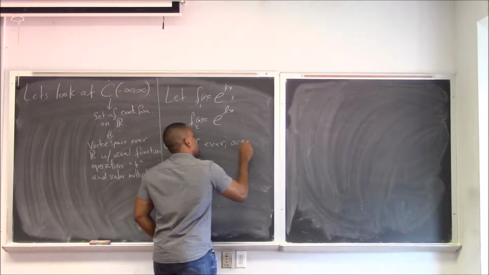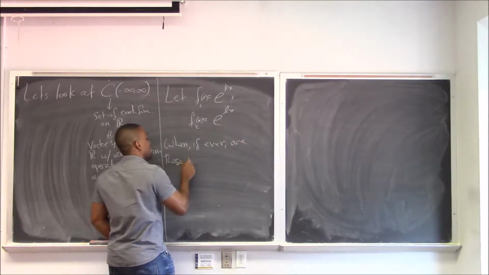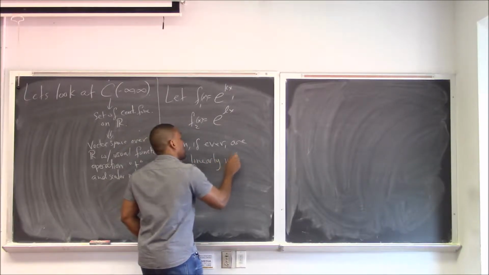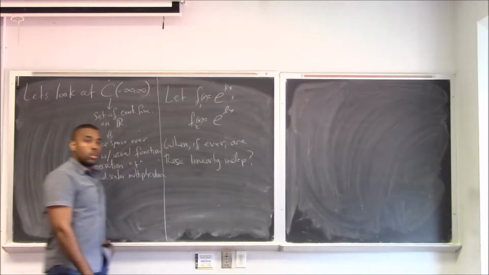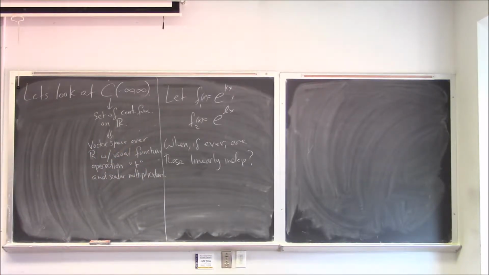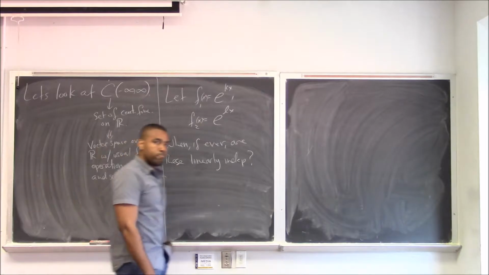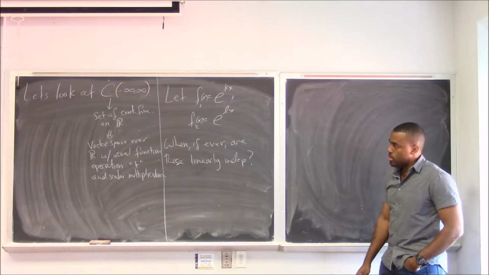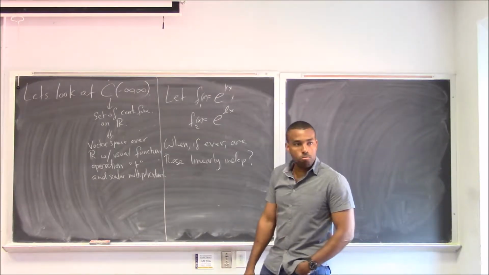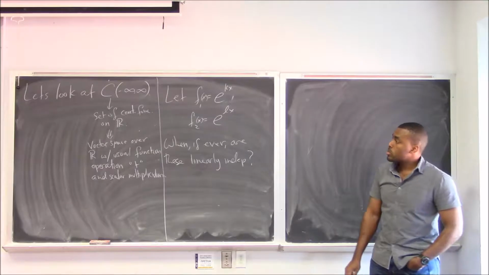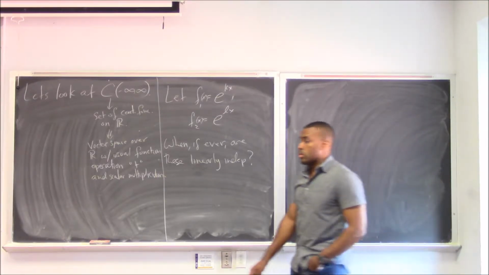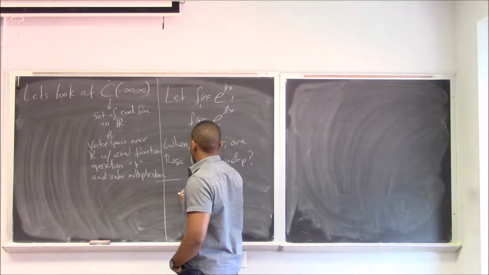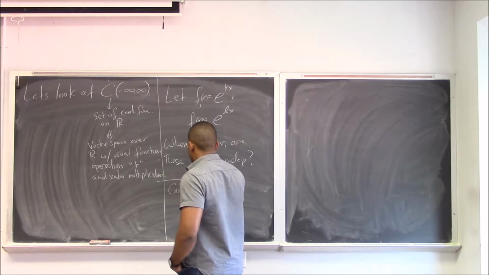When, if ever, are these linearly independent? How would you approach that problem? Let's say I give you two exponential functions. How would you verify whether those are independent or not? Yeah, put them in an equation: a e to the kx plus b e to the lx equals 0.